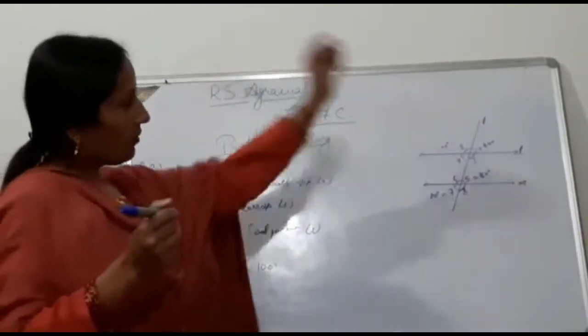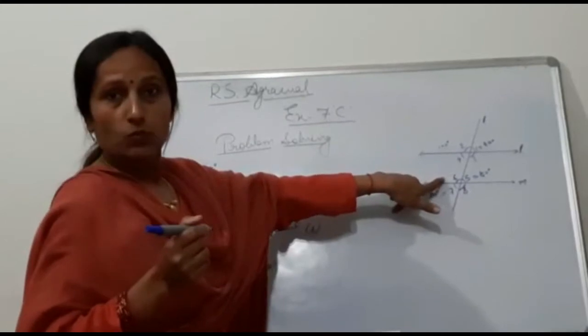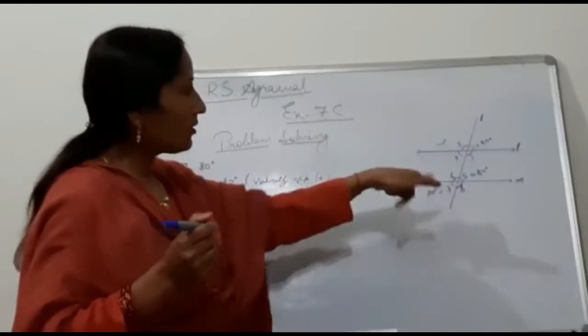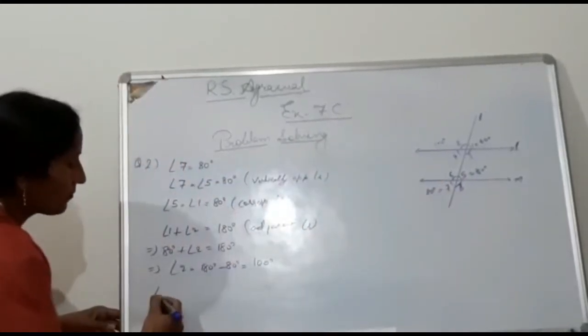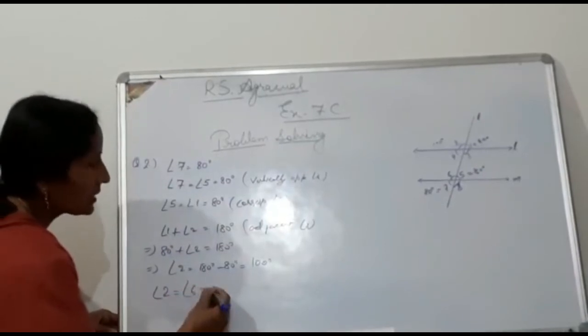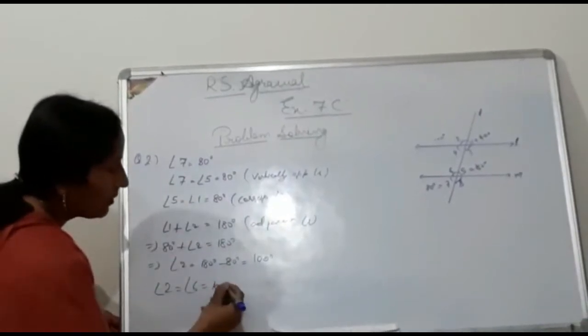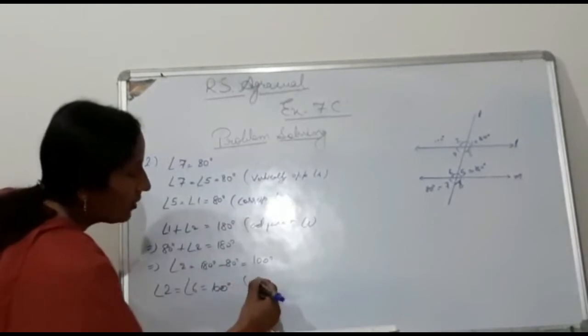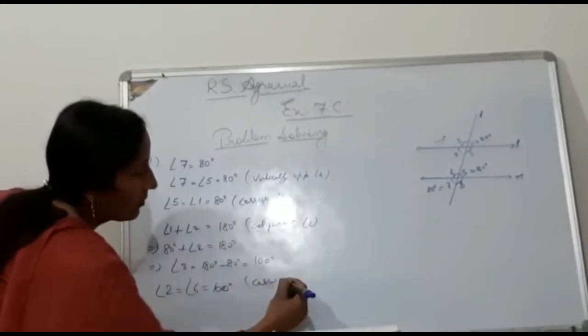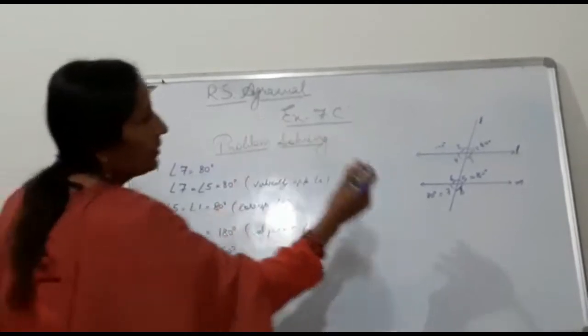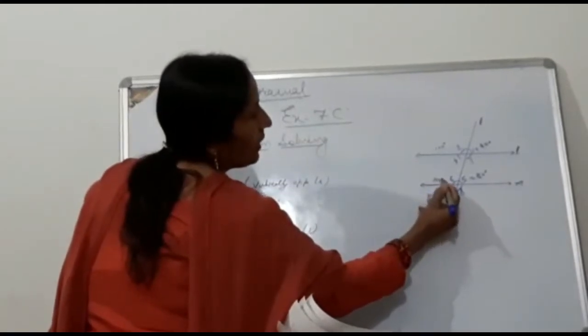Okay. Now we can see angle 2 is equal to angle 6. Both are corresponding angles. So angle 2 is equal to angle 6 is equal to 100 degrees. Both are corresponding angles. Okay. So this angle 6 is 100 degrees.